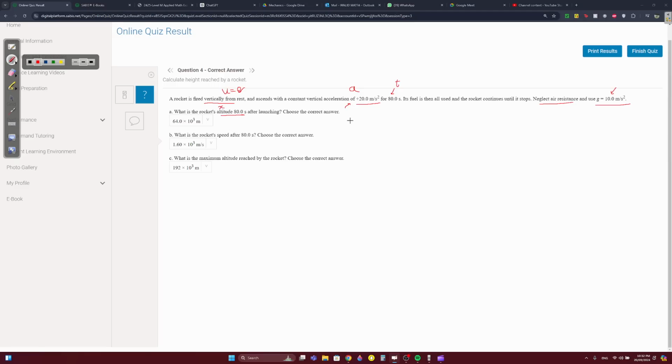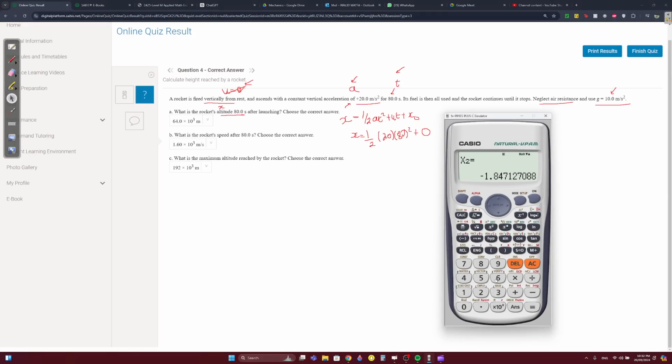After 80 seconds, we want x given a, u, and t. What are we going to use? x equals half a t squared plus ut plus x naught. So x equals half times acceleration 20 times time squared, which is 80 squared, plus u, which is 0, plus x naught, which is 0. So we just do this. You should get 64,000. 0.5 times 20 times 80 squared is 64,000, which is the same as 64 times 10 to the power of 3.